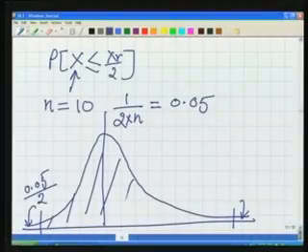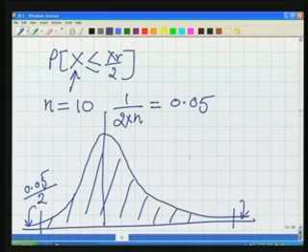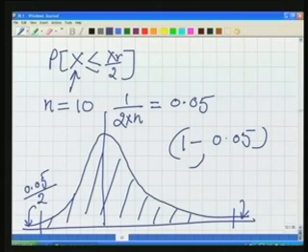We are doing it because the area in between here, which is 1 minus 0.05. We assume all these values are closest to the mean. Obviously, this is the area which is closest to the mean, and the areas which are on the tails, we want to reject it as per our rule.